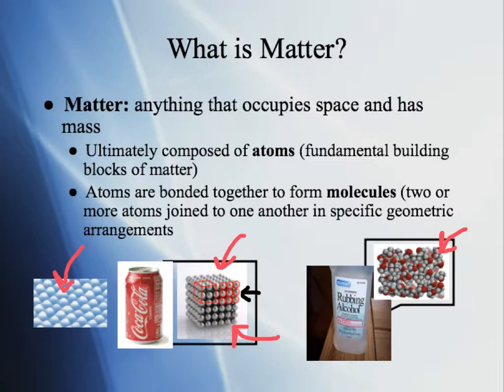So if we take a really close look, we can see that maybe this right here is a molecule, and this here is a molecule. But you can see they're all kind of clumped and floating around each other. So those are molecules. It's a very different arrangement than the atoms within the aluminum can.